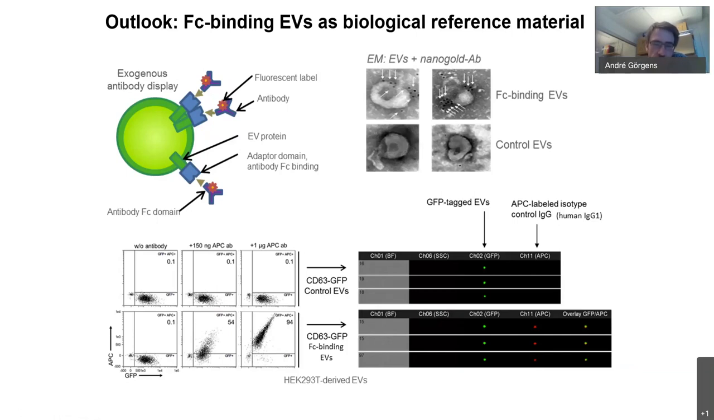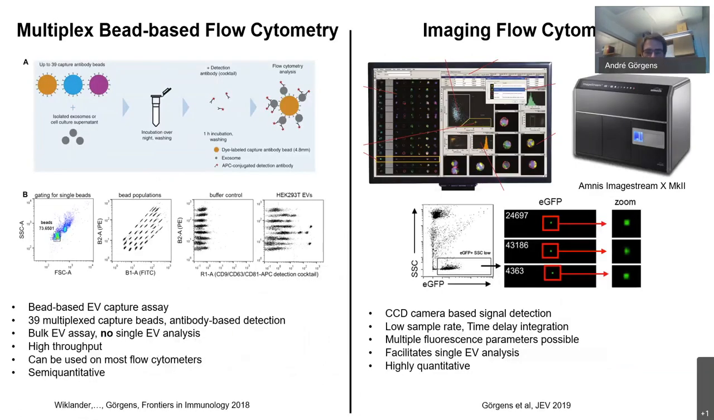So it's kind of a nice control to have if you want to test how your antibody would work if it's binding or if it's bound to EVs and maybe study some related things. So as a quick summary, I showed you some examples from the multiplex bead-based assay and from the single vesicle imaging flow cytometry method. They have different purposes, but they are both valuable.